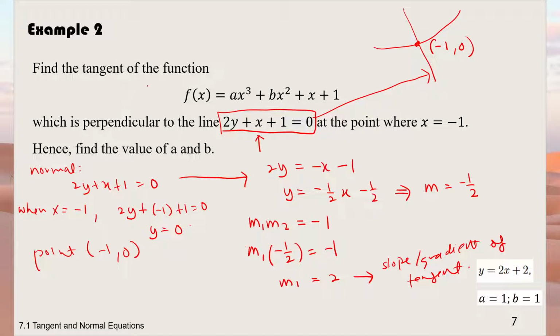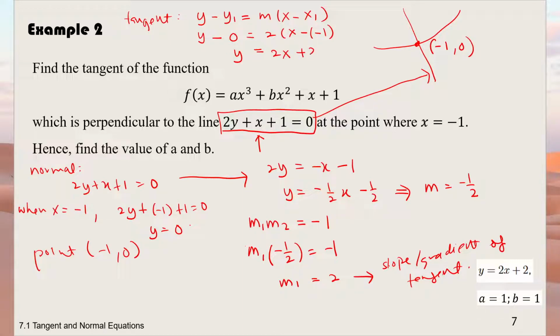Now we look at this equation. It says find the tangent for this one. Okay, so what you can do is, now I already have my slope. So the tangent: y minus y1 equals m times x minus x1. So my y minus 0 equals, my m is 2, times x minus 1. So I'm going to have y equals 2x plus 2, settled. So this one is my tangent line.